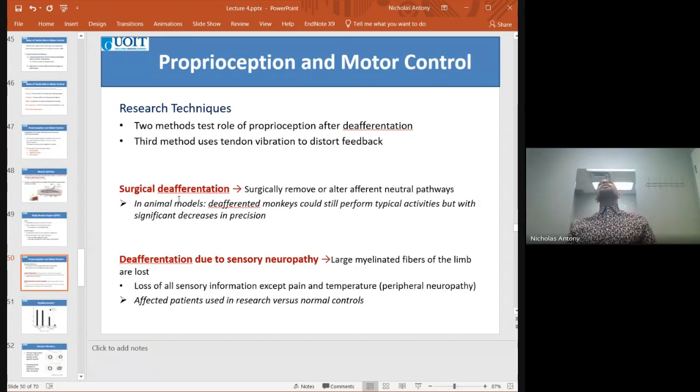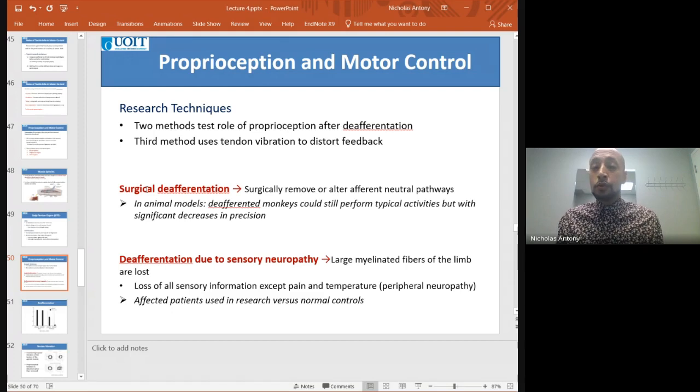So what they wanted to do in studies is take away proprioception and then look at how it changes someone's ability to perform motor skills. There were two main ways that they did this. The first one was animal studies, where, this is bad, but they would get them to do certain movements and then cut their dorsal column. So it would remove their proprioception and then they could look at how it changes their ability to perform the movements that they taught them.